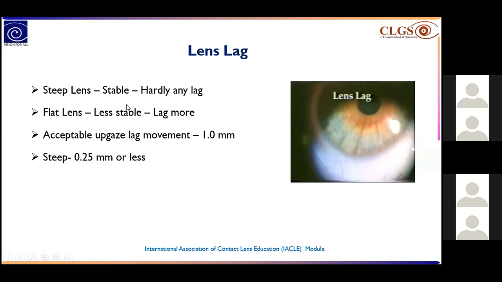So basically you have to check the up-gaze lag. If it is a steep fit, then there will be hardly any lag; the lens will not be displaced inferiorly. And if it is a flat fit, then the lag will be more. Up to 1 mm is considered an ideal fit, and if it is more than 1 mm, then that will be considered a flat fit, and if it is less than 0.2 mm lag, then that will be considered a steep fit or tighter fit.